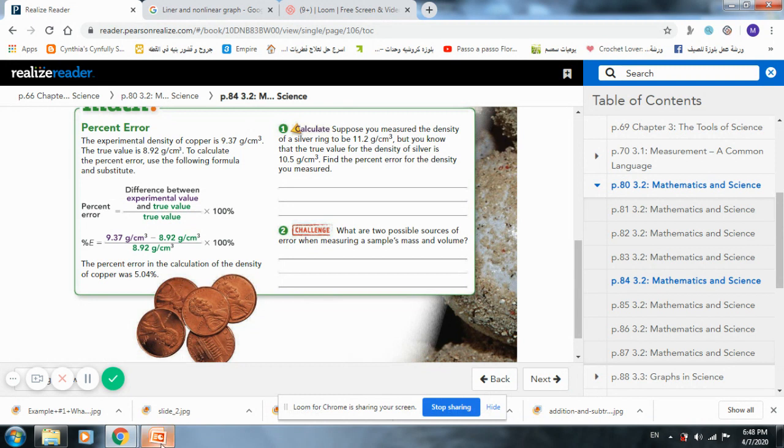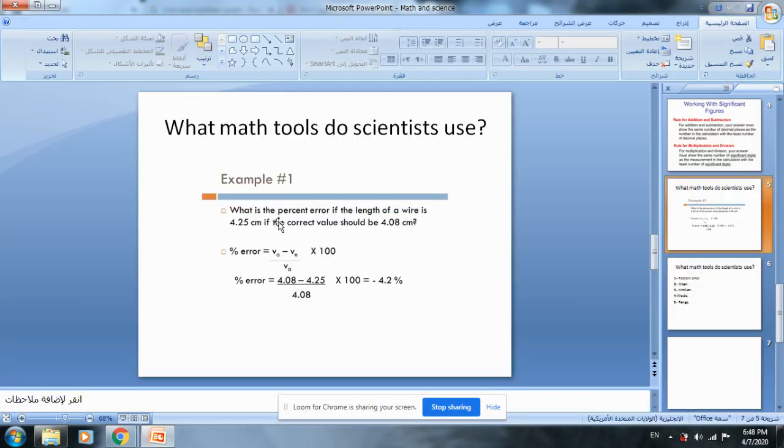Now, here we have another example about percent error. What is the percent error if the length of a wire is 4.25, if the correct value, the true value, is 4.08? You have to subtract them from each other and divide by the correct value, or true value. Correct value here also means true value.